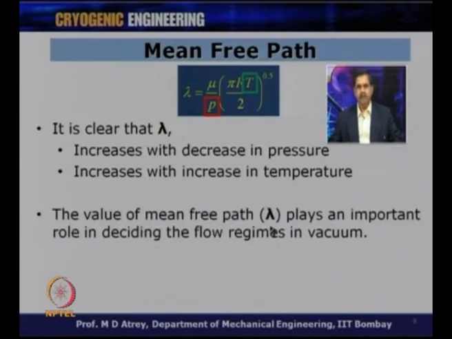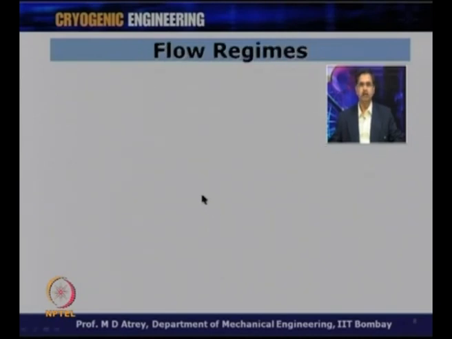The value of mean free path plays an important role in deciding the flow regimes in vacuum. So, this lambda is a very important parameter which decides these different flow regimes in vacuum. Similar to the fact that we have different flow regimes in the continuum region, we have different flow regimes in vacuum also. So, let us see what is this flow regime.